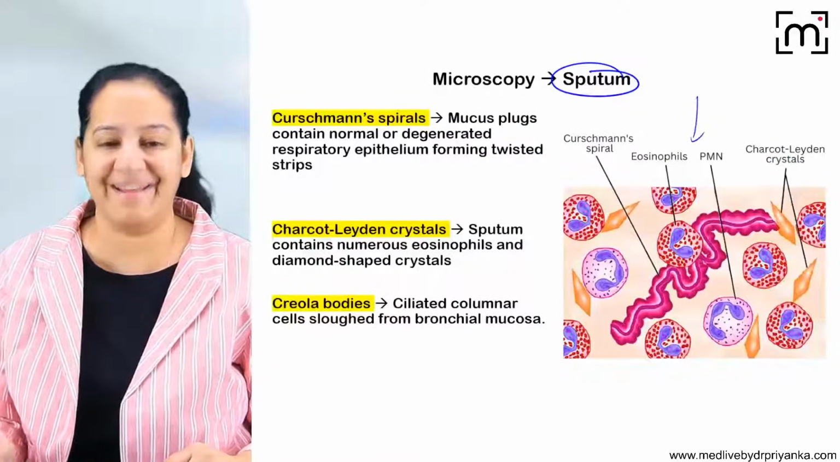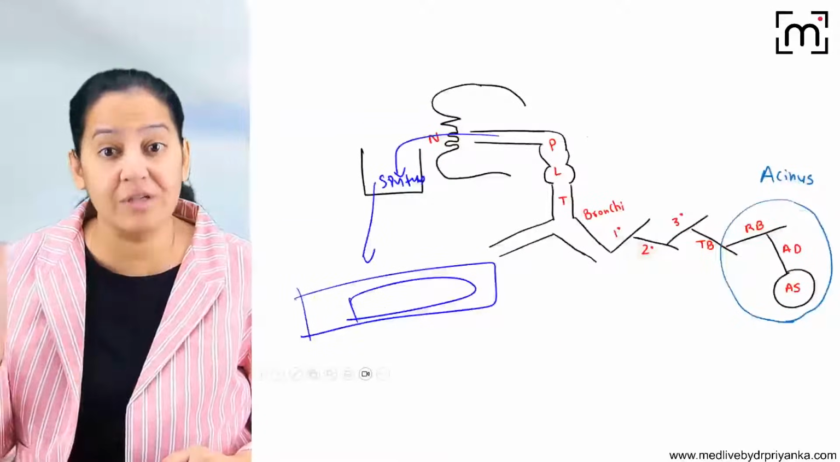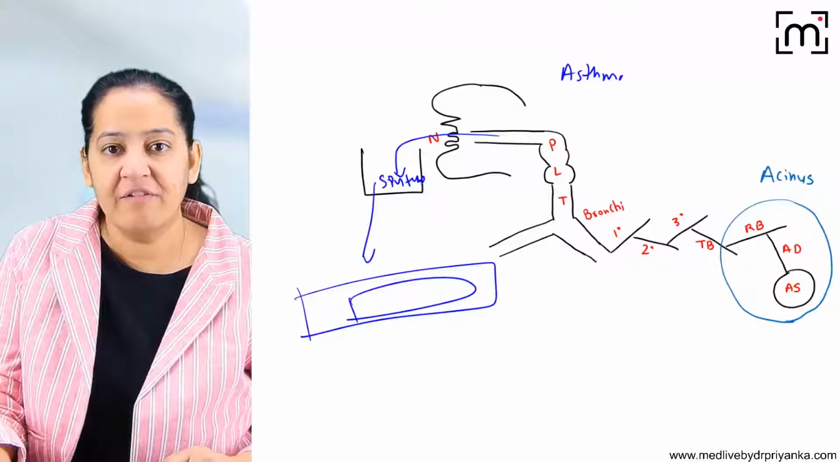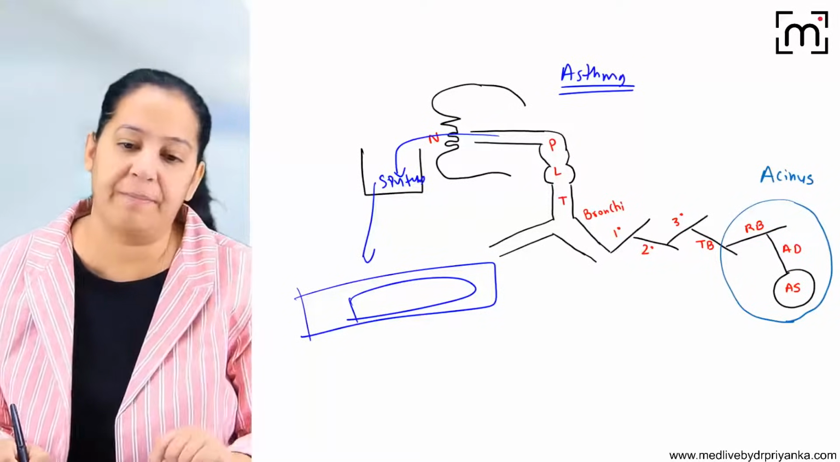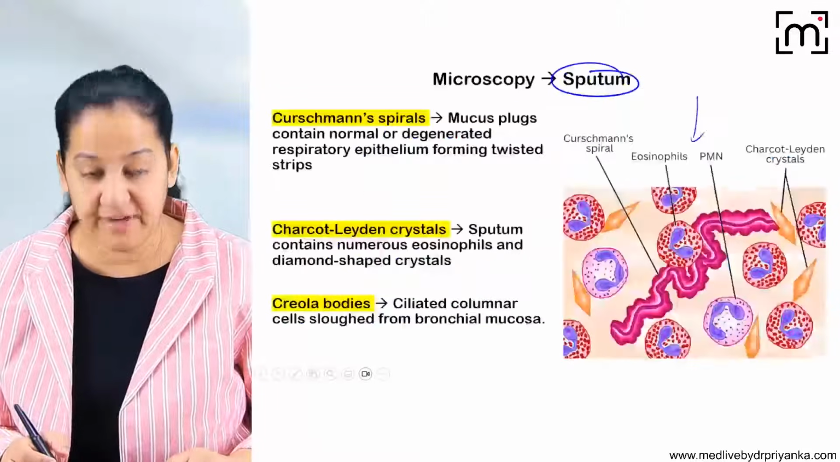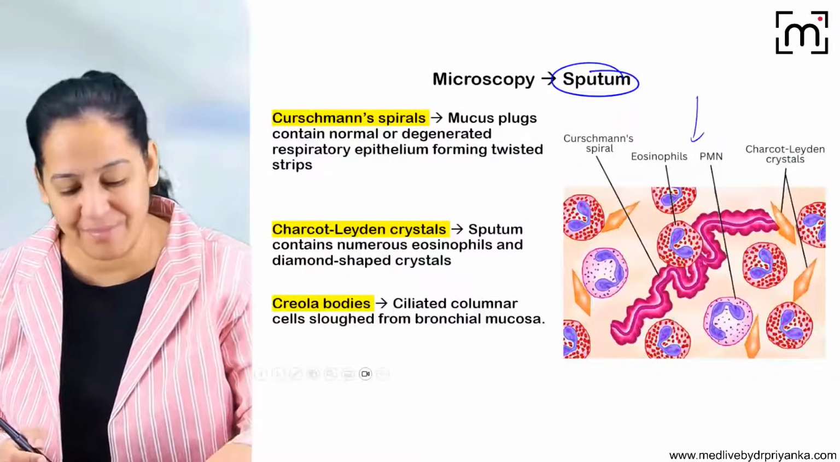What does the sputum contain? So this is the microscopy of the sputum of the patient with asthma. We will make a slide of that. So it will contain triple C. The sputum contains triple C.